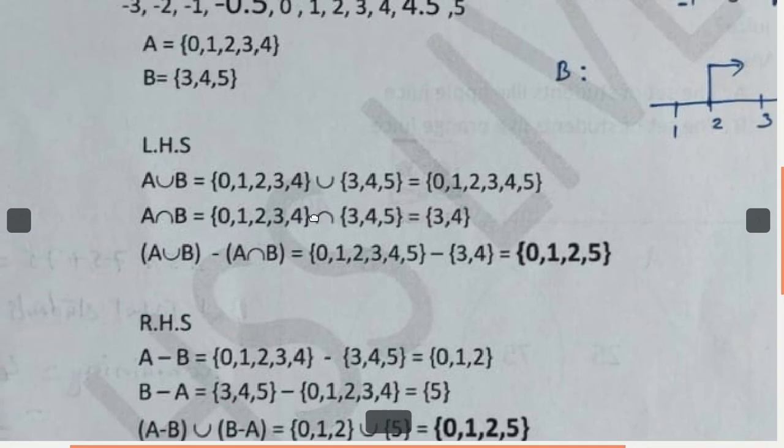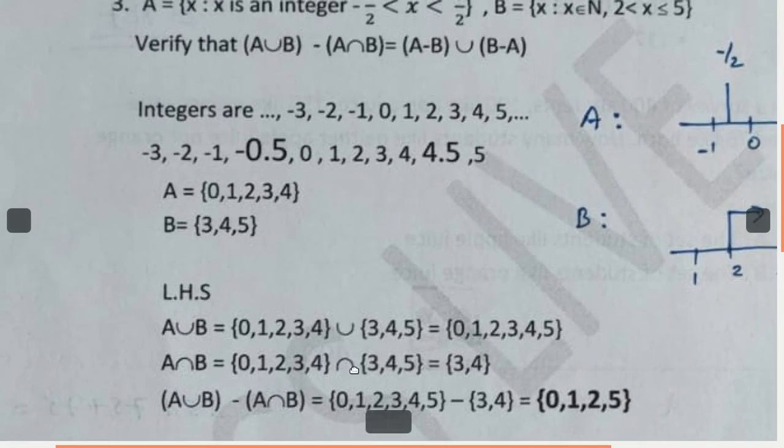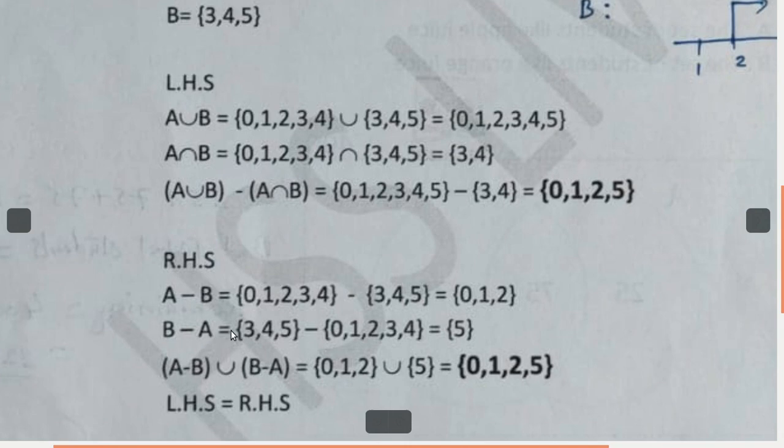Then what about B difference A? B is the set 3, 4, 5. Difference A means 0, 1, 2, 3, 4. So which are to be eliminated? 3, 4 here, 3, 4 here. So 3 and 4 are to be eliminated. When we eliminate 3, 4 from here, the only element is 5. So the set 5 is the answer.